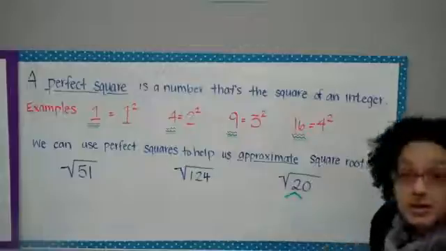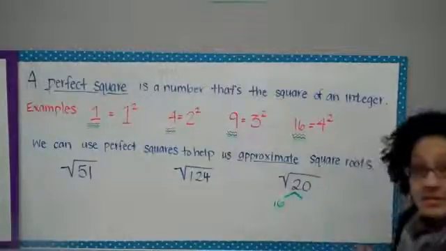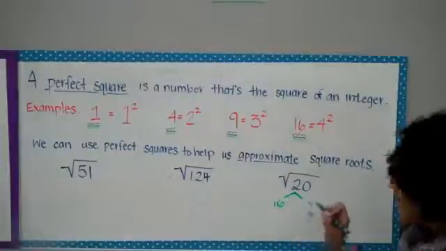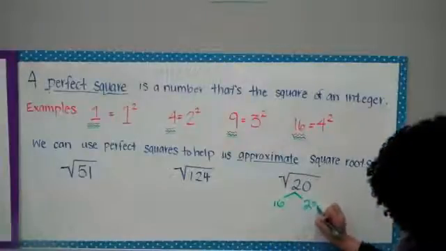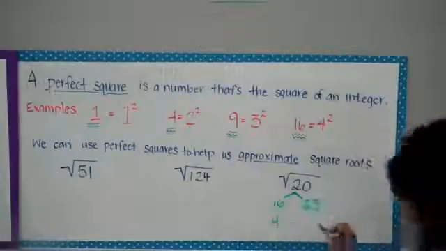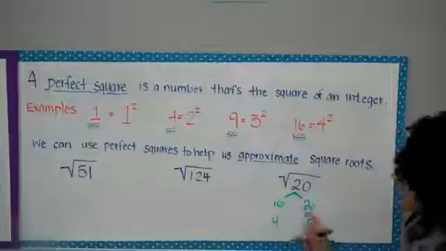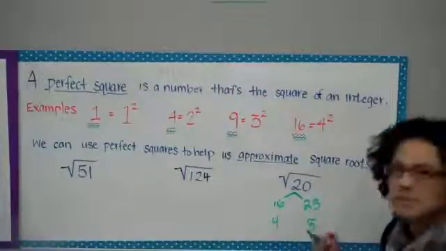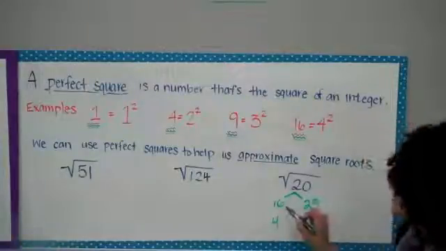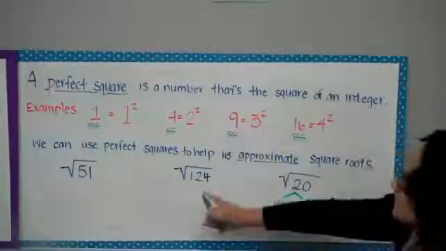The perfect square underneath 20 is 16. 4 times 4 is 16. The one above it is 25. So the square root of 16 would be 4. The square root of 25 would be 5. So I know my answer is going to be somewhere in between 4 and 5. Maybe a little bit closer to 4, maybe about 4.4, because 16 is a little bit closer to 20 than 25 is. Let's try another one.